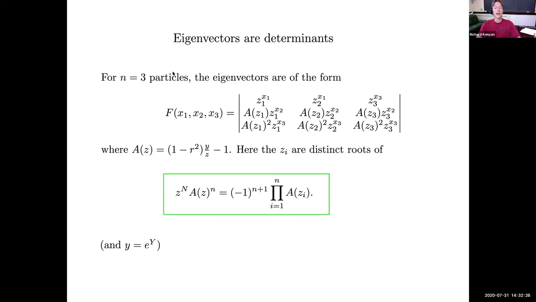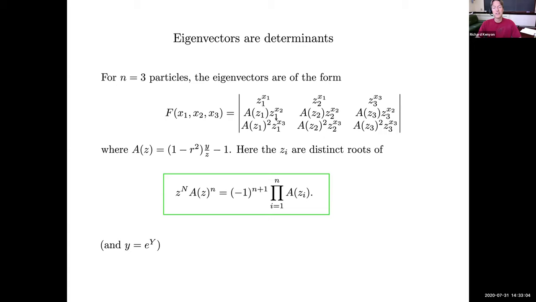I'm just going to show you what it is for n equals three particles, and you can easily generalize to any number of particles. So suppose we just have three particles per row. Here's what the eigenvector looks like. It's actually pretty simple: it's a determinant of a 3x3 matrix, and the entries are kind of like a generalized Vandermonde matrix. In fact, like the matrices which occur in the numerator of a Schur function. What's that formula? The Jacobi formula for the Schur function.